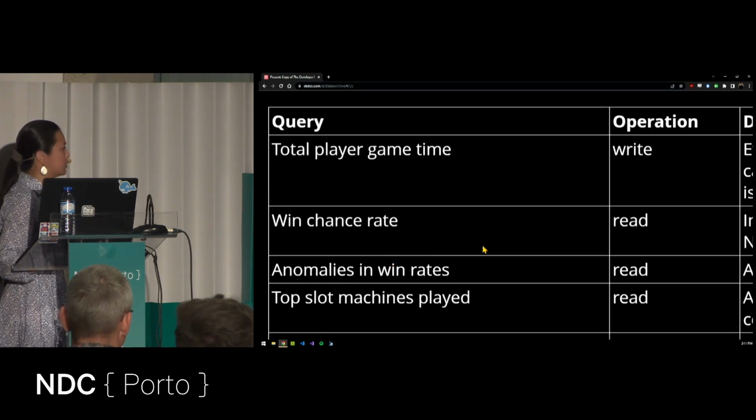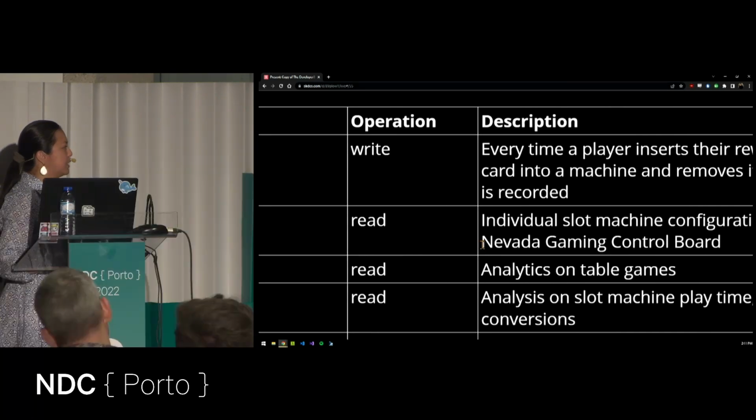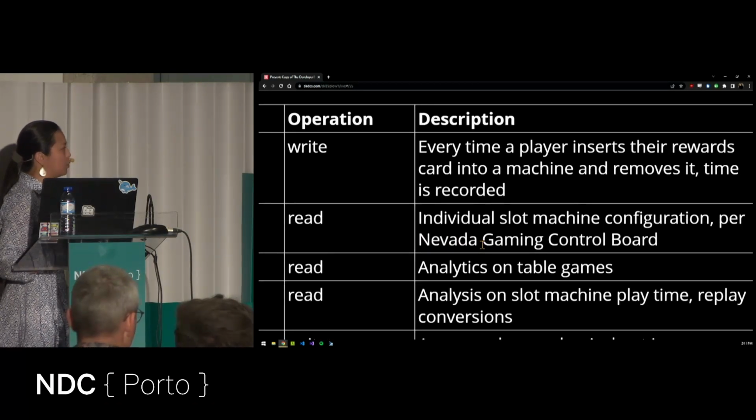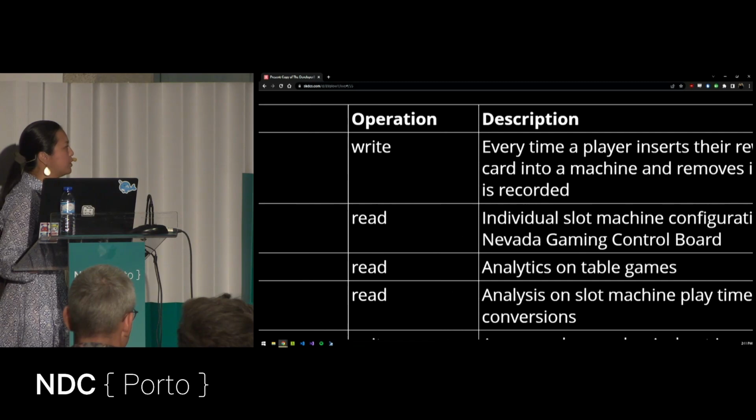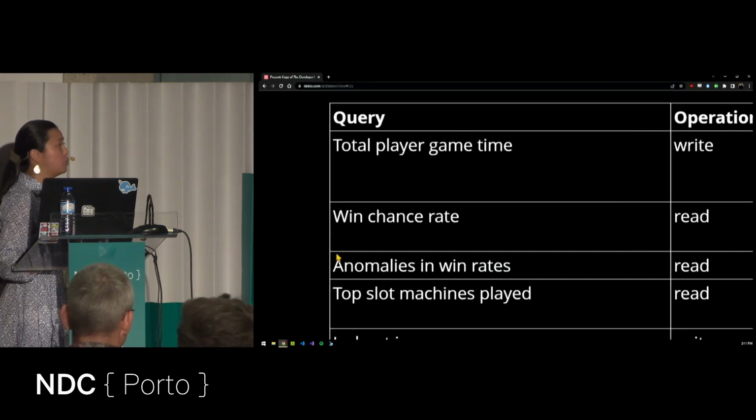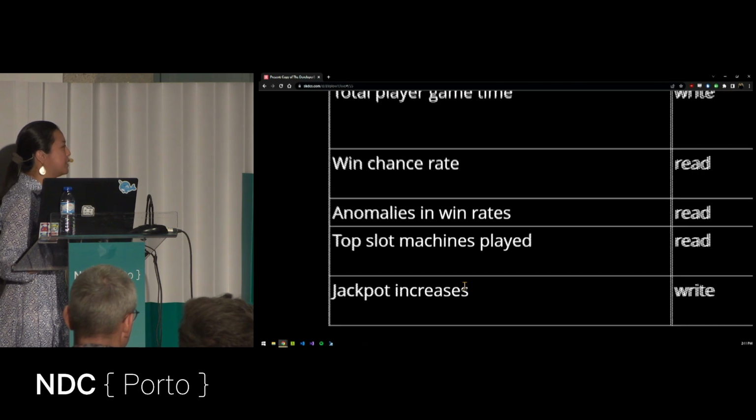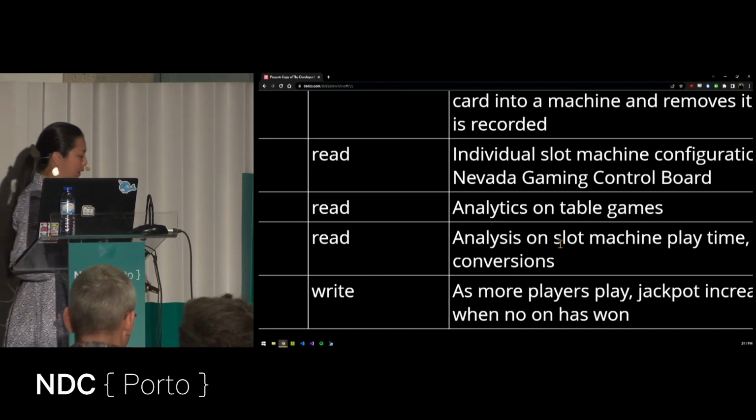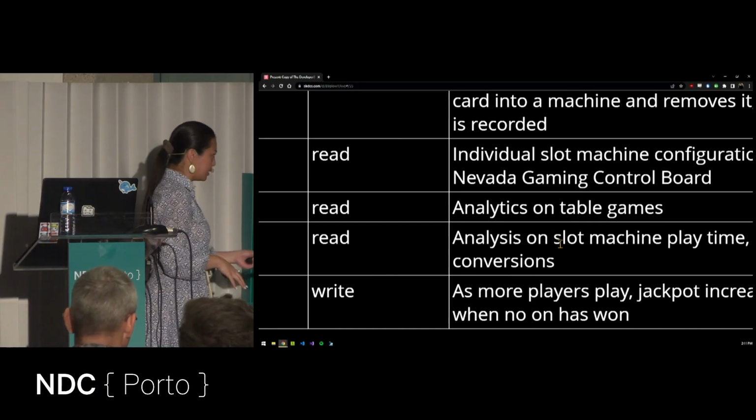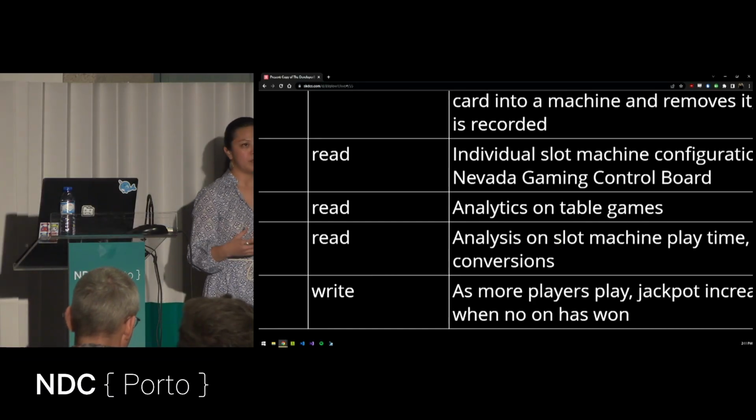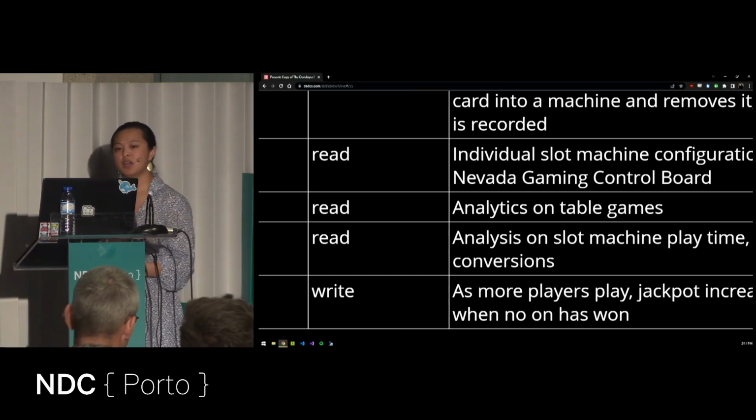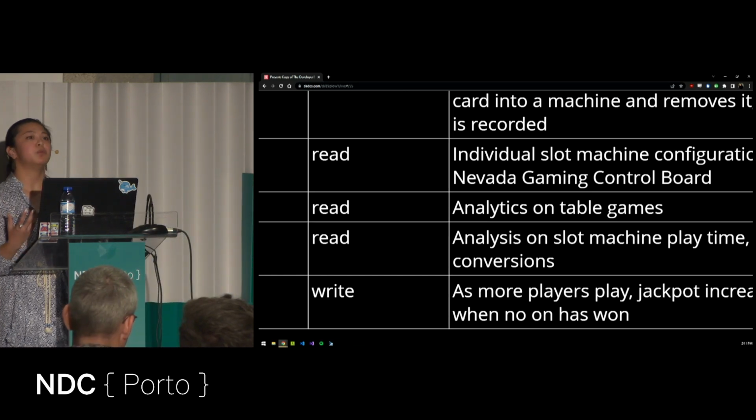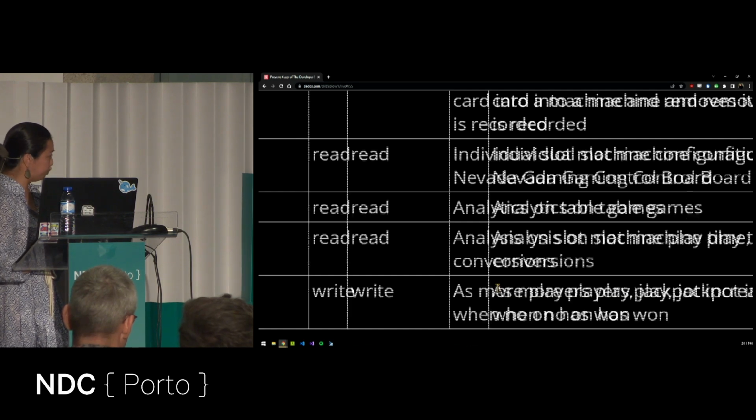We have the win chance rate. So this is something that is configured and plays a role from the Nevada Gaming Control Board. So these are things that we read because they do change often. We want to see anomalies in the win rates. So this is to help us capture some of the table games, but these are just other operations that we include as part of our analytics. But there are also anomalies in when people win on the slot machines.